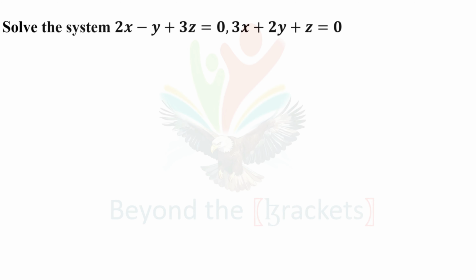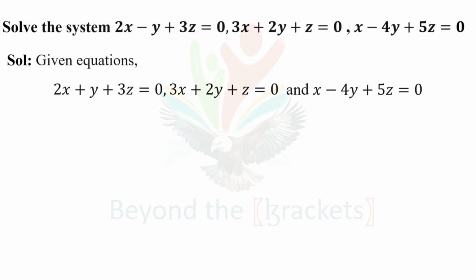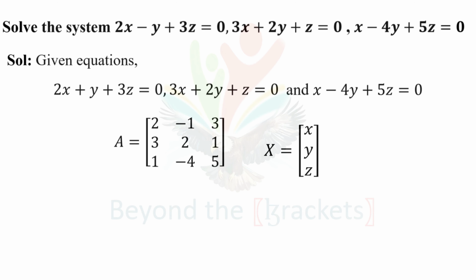We are asked to solve a system of equations. If you observe carefully, the right hand side constant term is 0 in all the equations. That tells us this is a homogeneous system of linear equations. As usual, we first form the coefficient matrix capital A and the variable matrix X. Now we'll reduce the coefficient matrix A into echelon form to analyze the system and find the solutions.